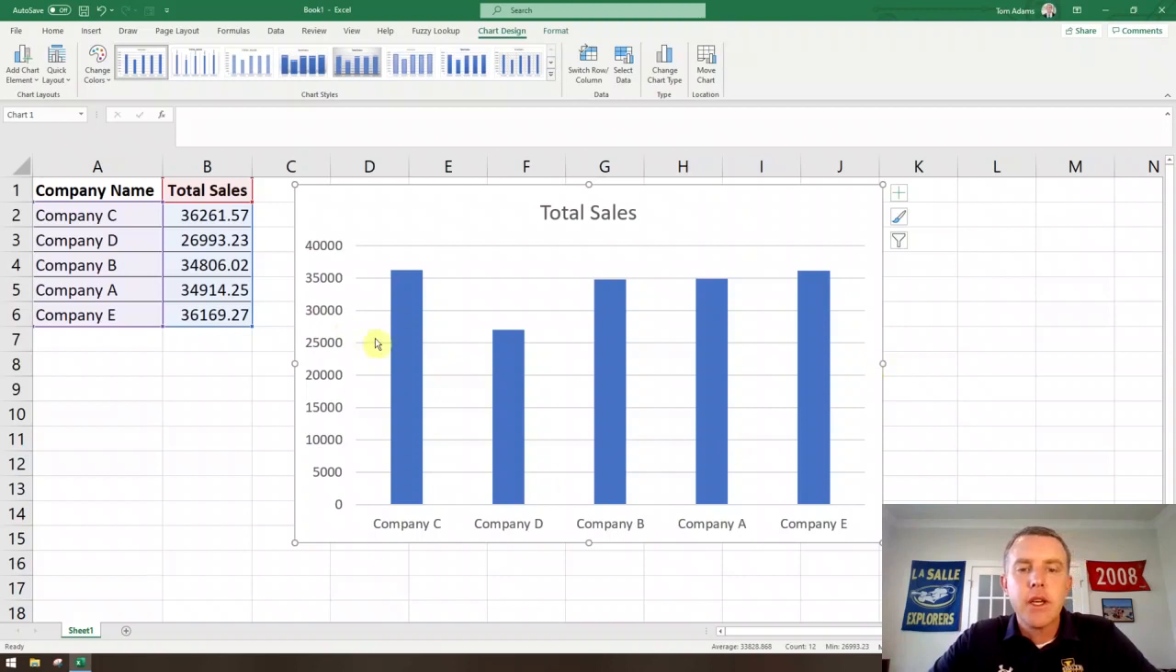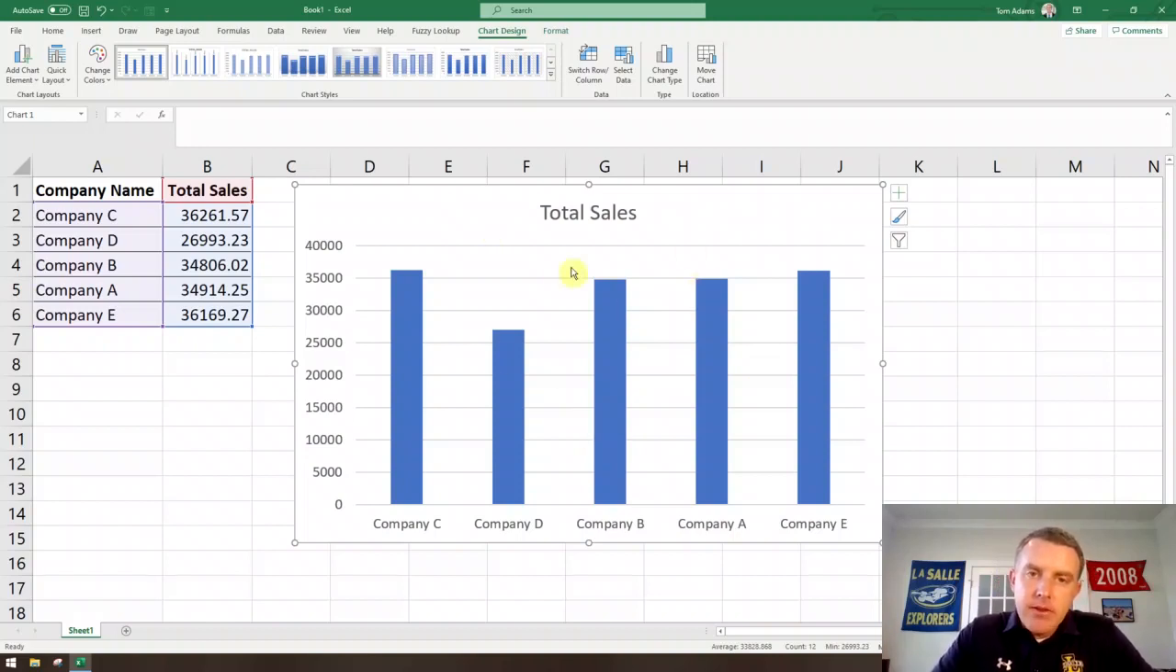So now we can see, well, it looks like company C has maybe the highest sales, pretty close with company E. So now we have a basic visualization. The CFO can come in and say, okay, well, company C and E look good, company A and B look good as well, maybe a little lower. Company D is not performing so well.